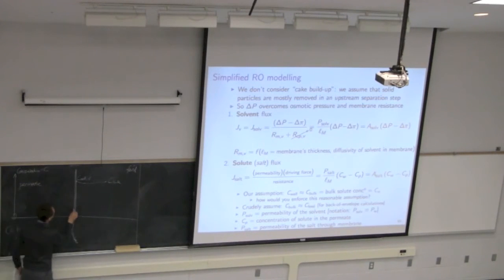Over here we will have some definite concentration, the wall concentration on the permeate side, and it will come down to give us some concentration here, C permeate, or we'll simply call that CP.